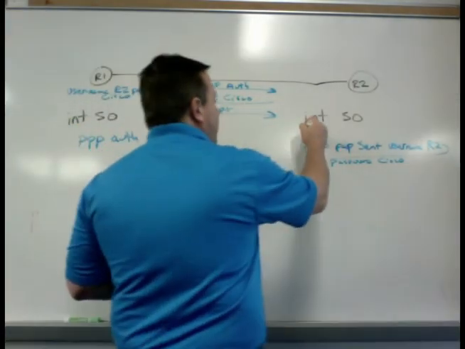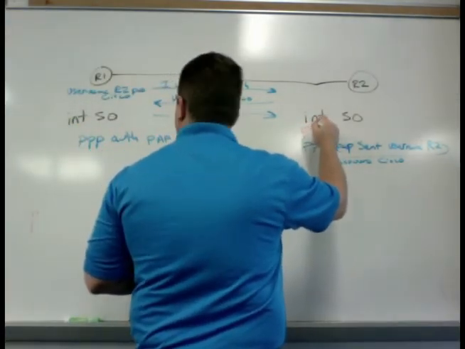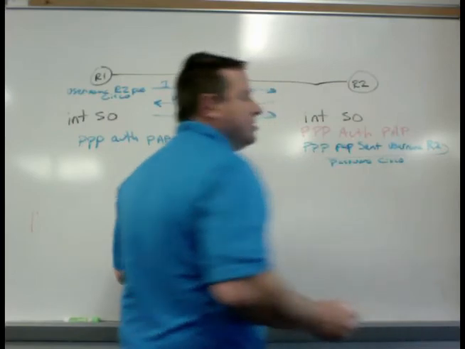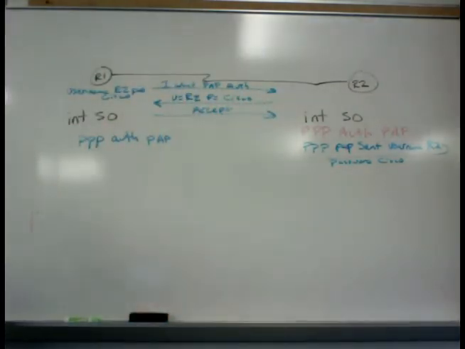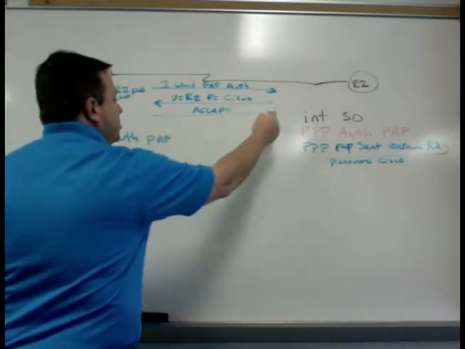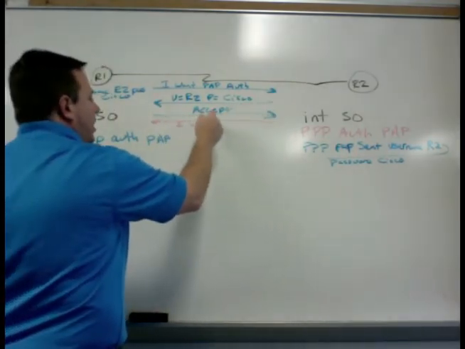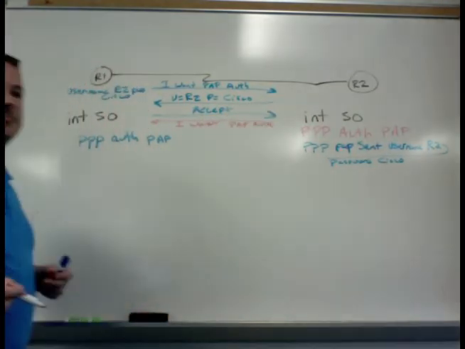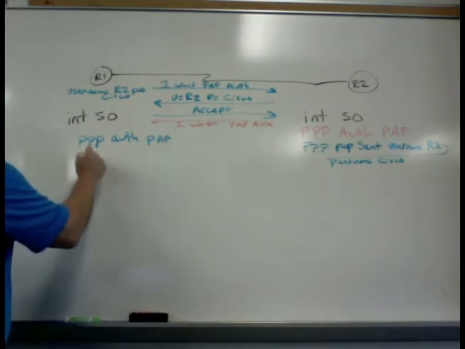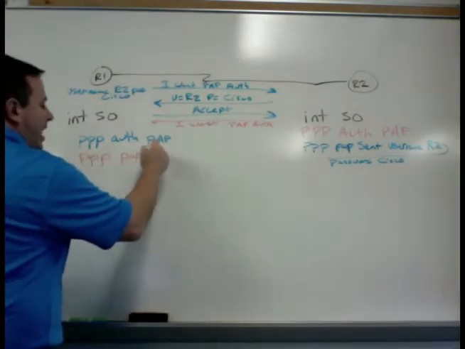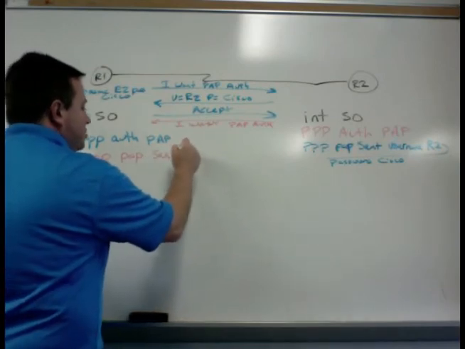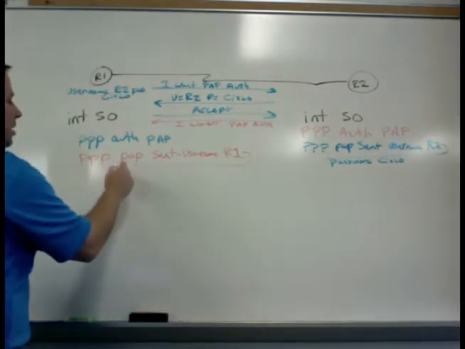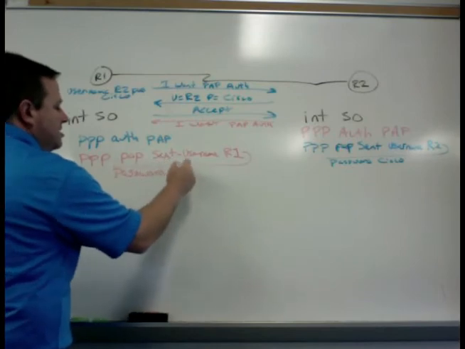Okay. Now let's finish out the config that we see on 245. I'll use another color. We also have PPP authentication PAP on that side as well, right? So that means that that command is going to trigger an I want PAP authentication in the other direction. So that means over here we need a PPP PAP sent-username router 1 password Cisco.